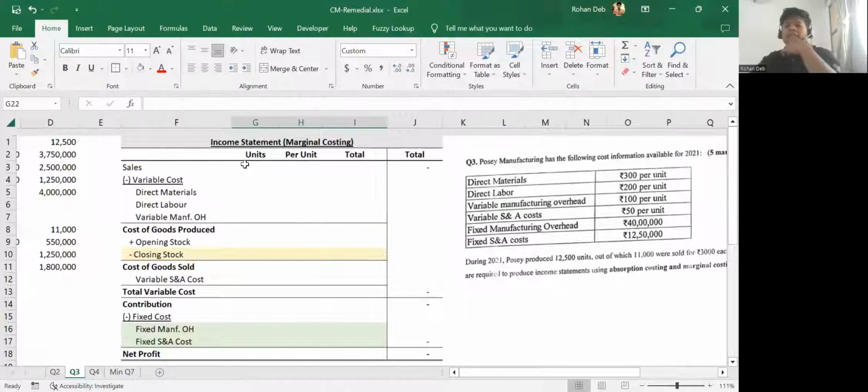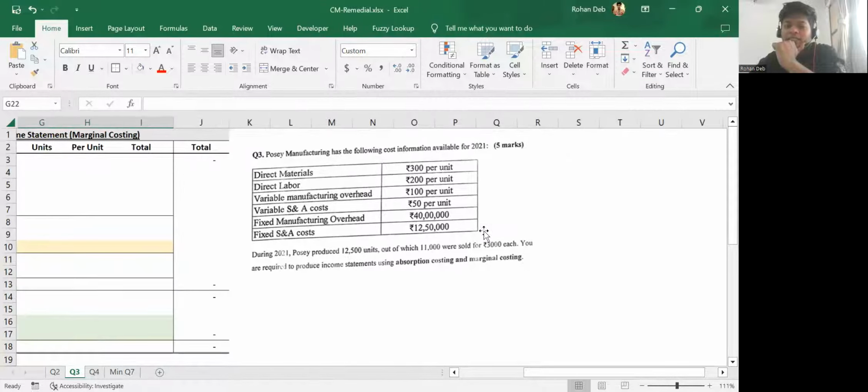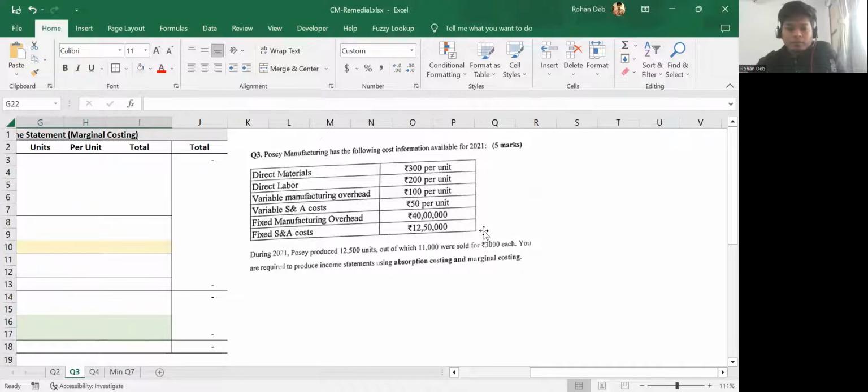Okay. So here it's a simple question. It's about marginal and absorption costing. Here it's saying that Posey Manufacturing has the following cost information for 2021. Direct material, direct labor, variable manufacturing overhead, variable sales and administrative overhead, and fixed manufacturing overhead and fixed sales and administrative overhead cost. During 2021, Posey produced 12,500 units, out of which 11,000 units were sold for 3,000 each. So they're producing something. They're selling it for 3,000 rupees. They produced 12,500 units, but they only sold 11,000 units out of those.